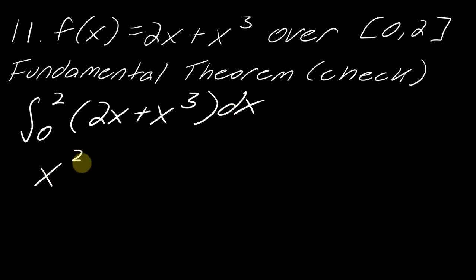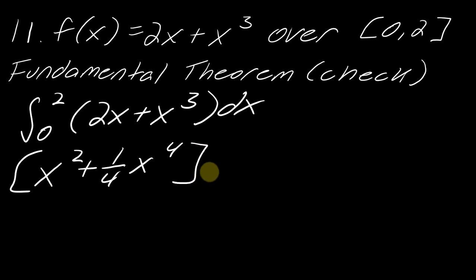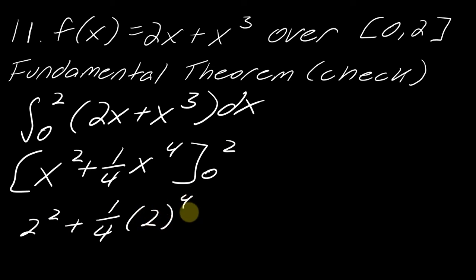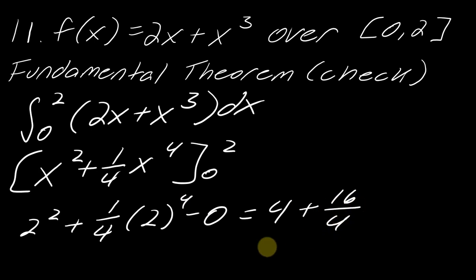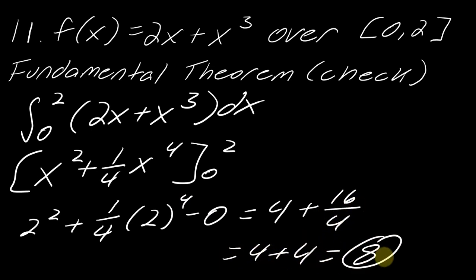So integrating this, I get x squared plus 1/4 x to the 4th. So I need to evaluate this from my limits of integration. If I plug in this 2, I will get 4 plus 16 over 4, so that's 4 plus 4, so that equals 8. So yes, I did find the right answer. So that's the whole point of checking that. The fundamental theorem of calculus part 2 makes it so that we no longer have to use Riemann sums. That's kind of the whole point.